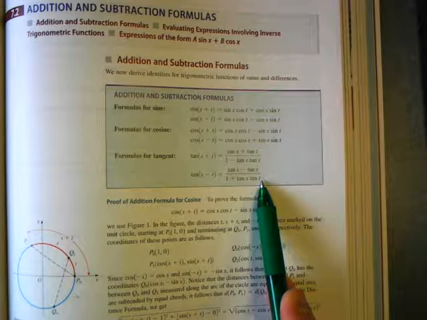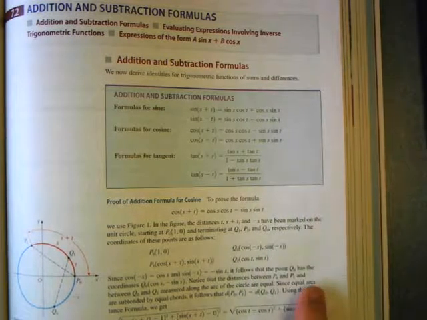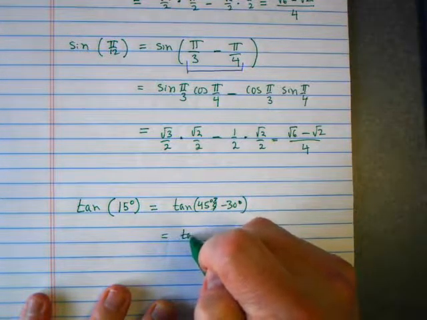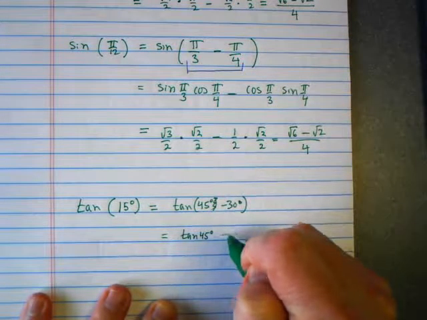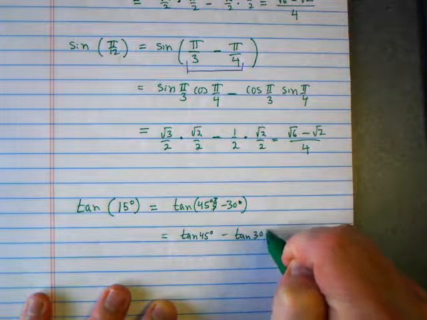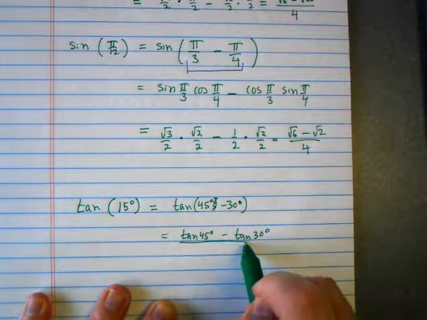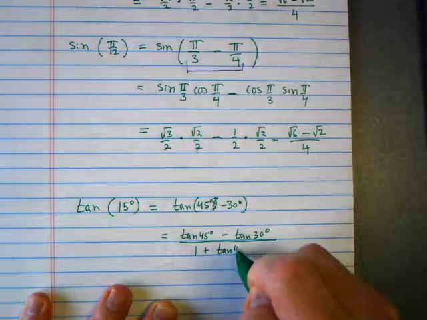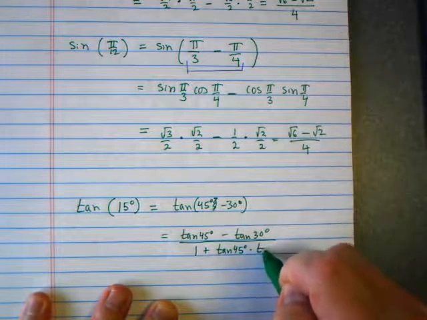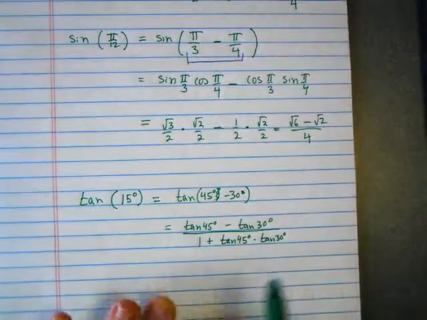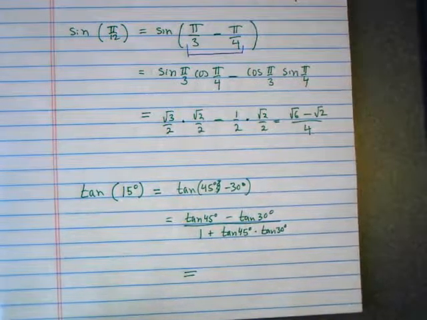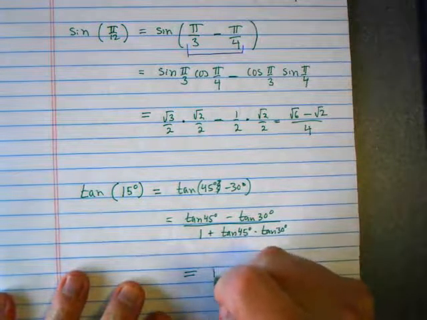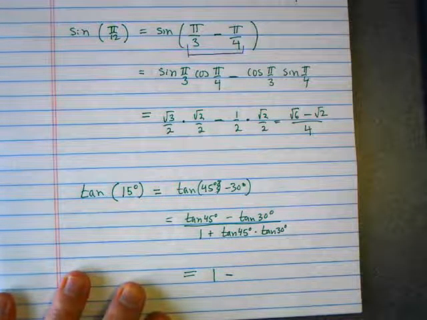Yeah, I know, fun one, huh? All right, so tangent minus tangent on top. So that's going to be tangent 45 degrees minus tangent 30 degrees divided by, down on the bottom, 1 plus tangent times tangent, so tangent 45 degrees, tangent 30 degrees. So our answer is, what's the tangent of 45 degrees? 1, that's a nice one. Minus, what's the tangent of 30 degrees?